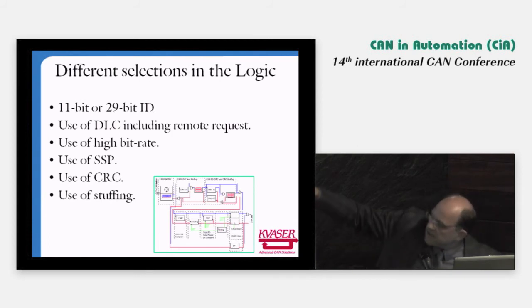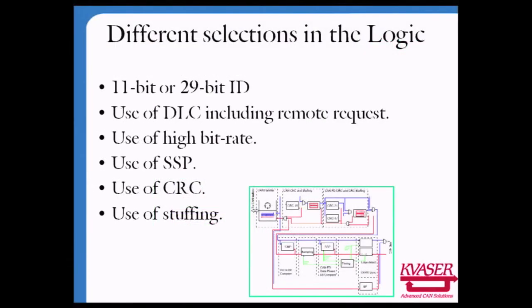So this is the basic. We still have to handle 11 and 29 bit IDs. But we also have to check our DLC in every frame to decide which kind of CRC we're going to use, and how to handle the remote request, because we still have to handle remote request in standard CAN. And we have to know where to switch to the higher bit rate, how we use the secondary sample point, and the different use of CRC and stuffing, because CAN FD has a different stuffing algorithm here.